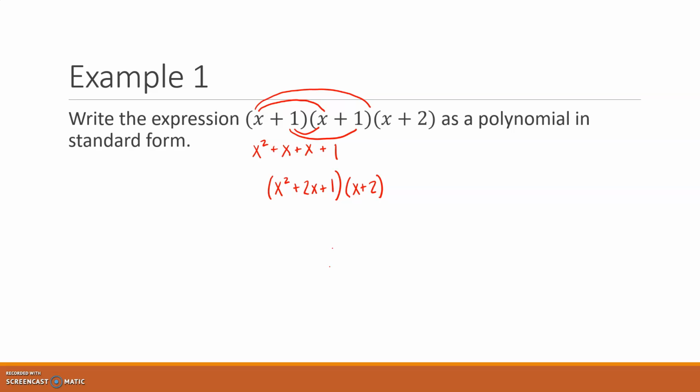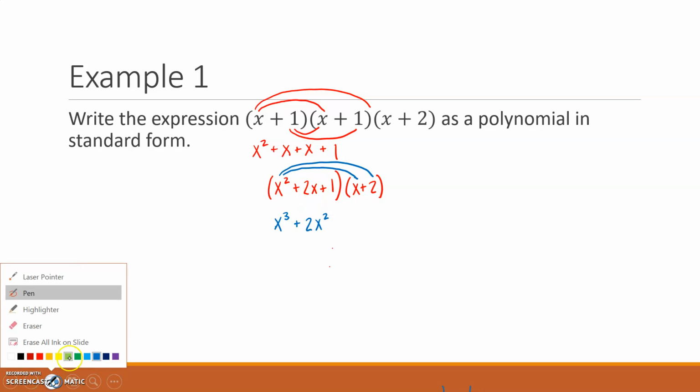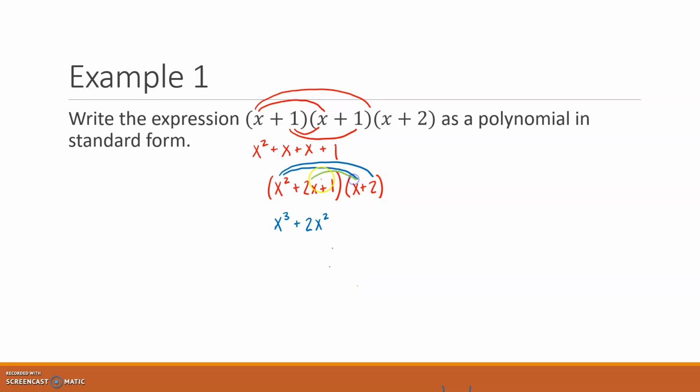And then next, I need to distribute this again. It's technically not FOIL because this one is a trinomial instead of a binomial. But we're going to distribute that x squared to everything and get x to the third plus 2x squared. And then I'll distribute the 2x to everything, and I get plus 2x squared plus 4x.